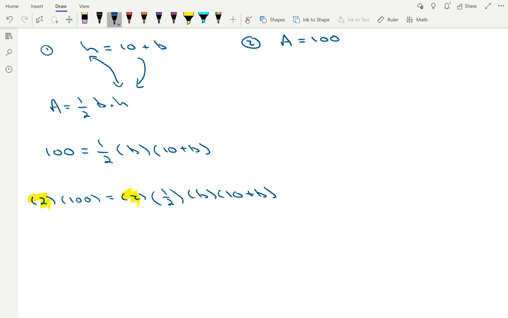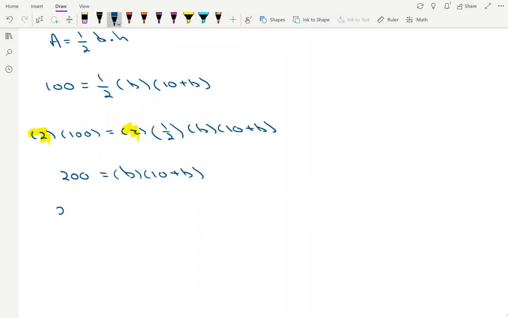Okay, so moving forward here, 2 times 100 is 200. Then 2 times 1/2 is 1. 1 times b is b. And we're still left over with b times (10 plus b). Okay, no problem. Let's move forward. That's 200. If I distribute, I get 10b plus b squared.